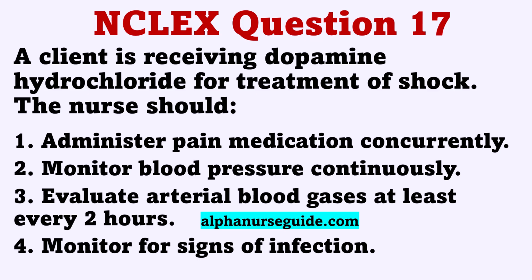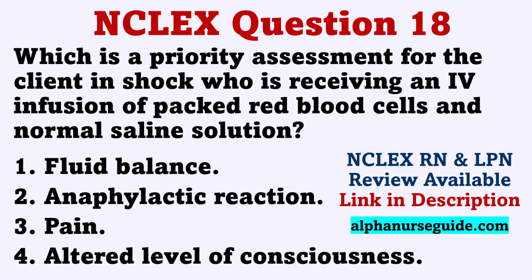Monitoring for signs of infection is not related to the nursing action for the client receiving dopamine hydrochloride. Which is a priority assessment for a client in shock who is receiving an IV infusion of packed red blood cells and normal saline solution? 1. Fluid balance. 2. Anaphylactic reaction. 3. Pain. 4. Altered level of consciousness.